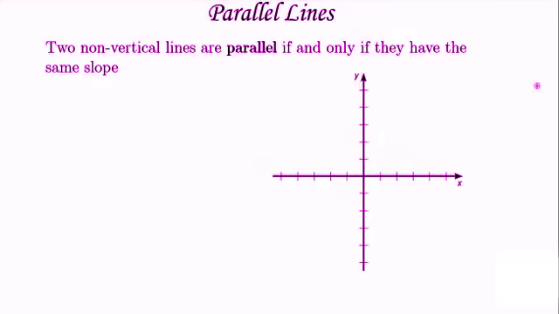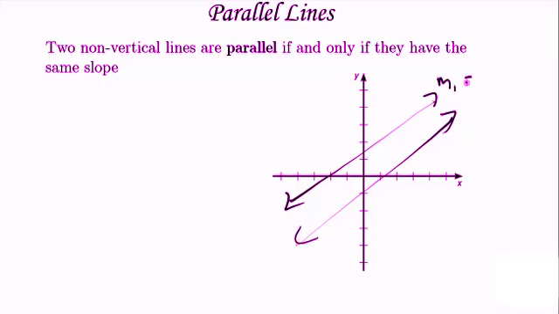Parallel lines first. Two non-vertical lines are parallel if and only if they have the same slope. So let's say I have two lines on my graph. If the first line has a slope of 2, it is parallel to the second line if and only if the second line has the same slope. So they have the same steepness. If that's the case, these two lines will go on forever, never intersecting.